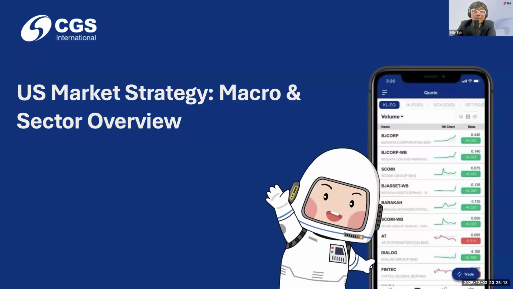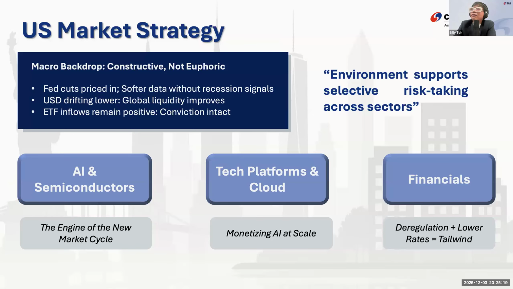Now, in terms of the macro and sector overview, I'm just going to go through an overview of the strategy before I deep dive a bit into some of the sectors. So you can see from here there's a strong backdrop that's constructive. Like I said, it's not euphoric. AI and semiconductors are driving a multi-year capex cycle, so that will be the engine of this new market cycle. Tech platforms and clouds are part of that ecosystem. And then, of course, financials are also entering a regulatory and liquidity sweet spot. So in short, it's an environment that really supports and encourages risk-taking across sectors. I do think there are quite a lot of opportunities, especially if you listen to the second part of our webinar later when Varian touches on some of the momentum that we are seeing.